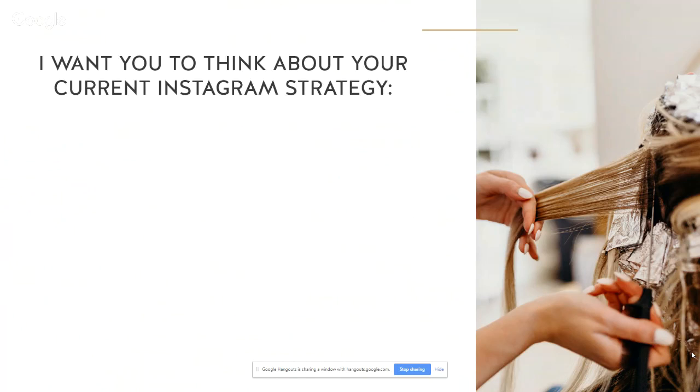So I want you to think about your current Instagram strategy. I want you to type in the chat box, what is working with your current Instagram strategy? So I'll give you guys a second. Tell me what's working. Maybe it's the fact that you're using hashtags and those seem to be getting traction, or maybe it's the fact that you have a clean backdrop that you're using for your photos. Maybe you are using good lighting. So what's working? All right, so I'm seeing some hashtags. We got some hashtags.